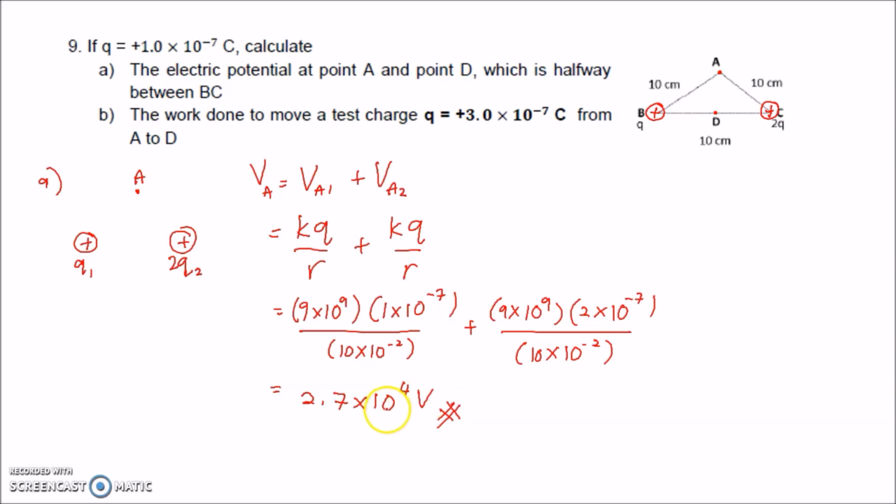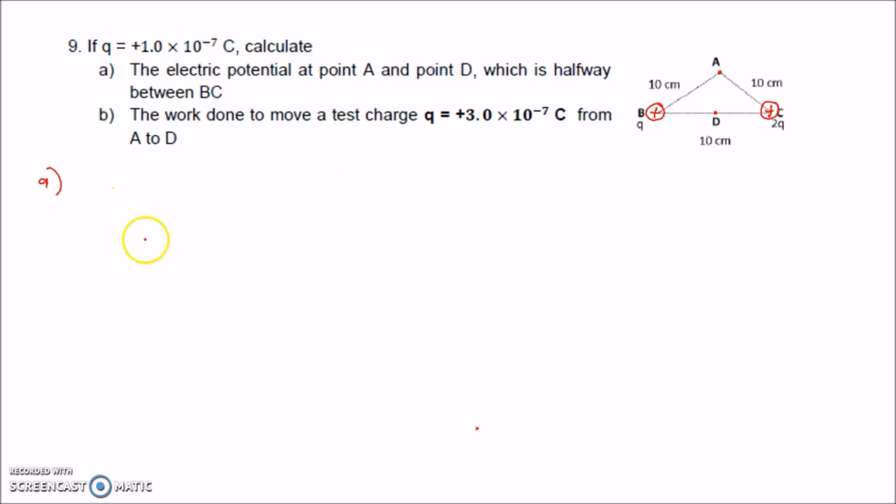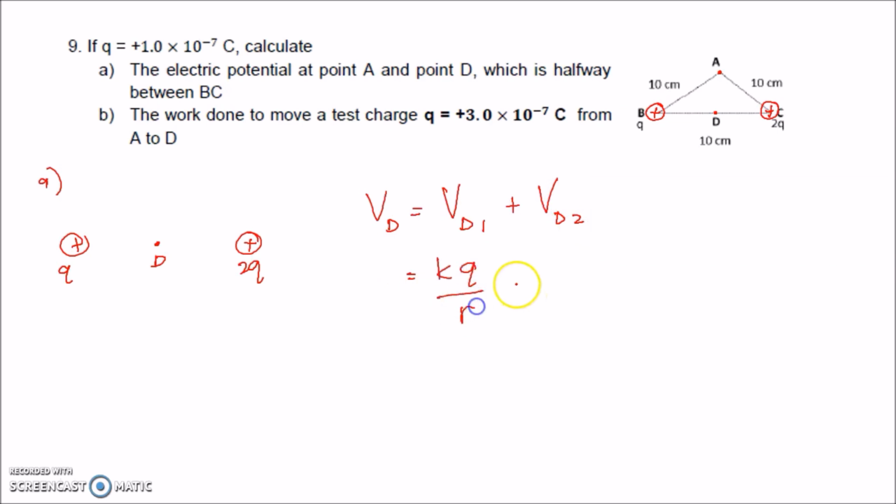This is the electric potential at point A due to the 2 point charges at point B and point C. Then to find the electric potential at point D due to these 2 charges, the electric potential at point D is equal to the electric potential at point D due to the first charge plus the electric potential at point D due to the second charge. So KQ over R plus KQ over R.